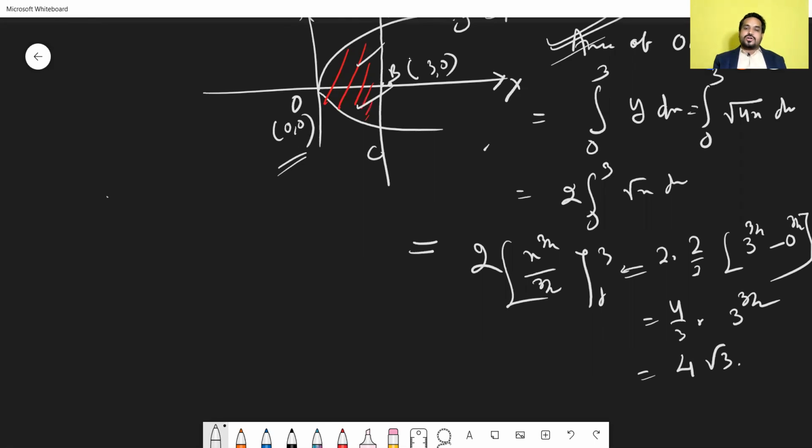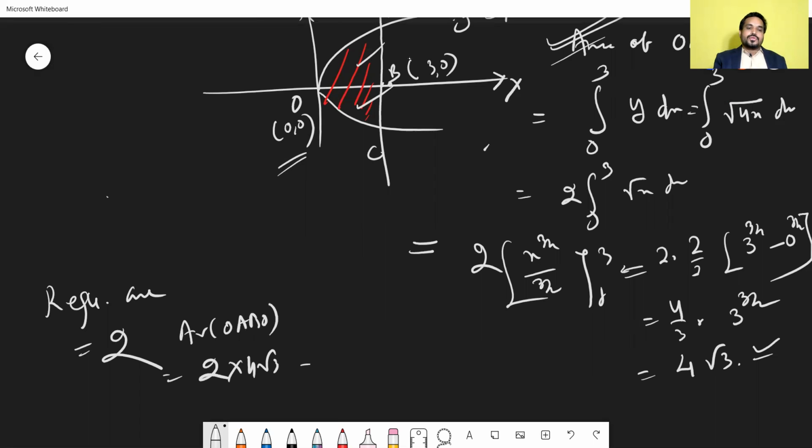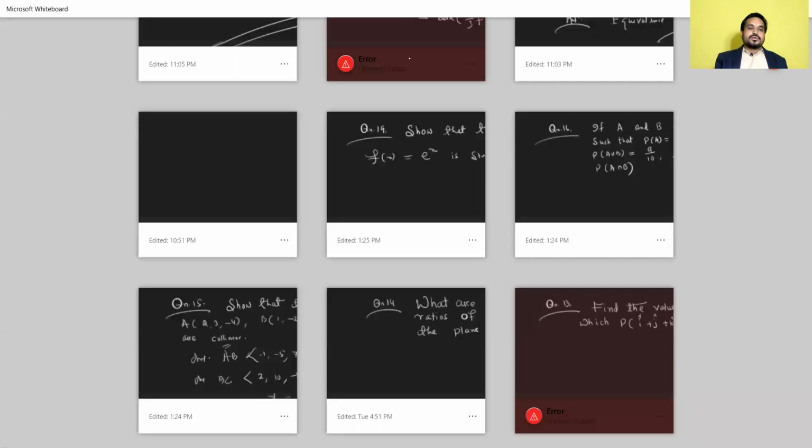But the actual answer is not 4 root 3. 4 root 3 is the answer of OABO. But we are interested in finding the total area. Required area is twice the area of OABO. So twice into 4 root 3. So the answer is 8 root 3. So student, this question is done.